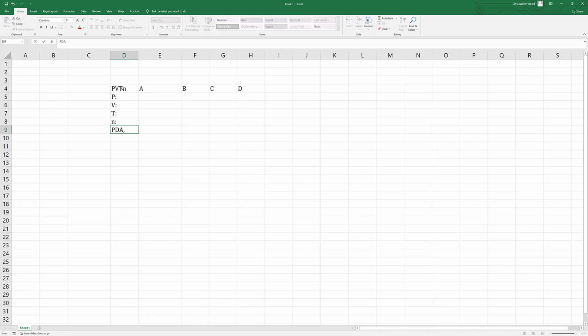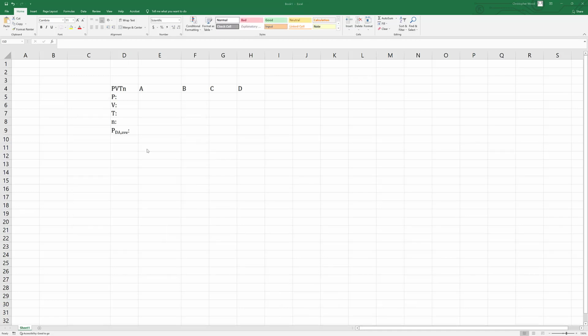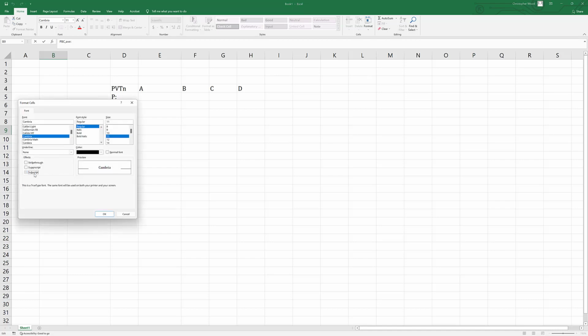P_DA,AVE, colon. Let's do a little formatting here. Highlight the DA,AVE, not the colon. Right-click on that highlighted text, choose Format Cells, and select Subscript. Move over 2 cells and type in the following. P_BC,AVE, colon, and highlight the BC,AVE. Right-click on that highlighted content, Format Cells, and Subscript.